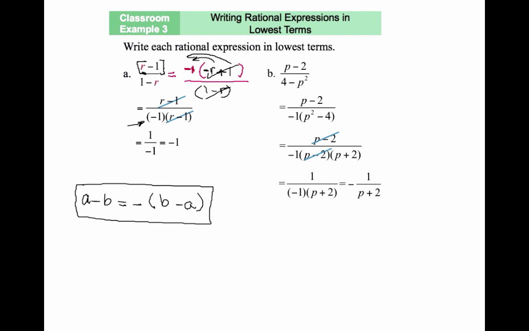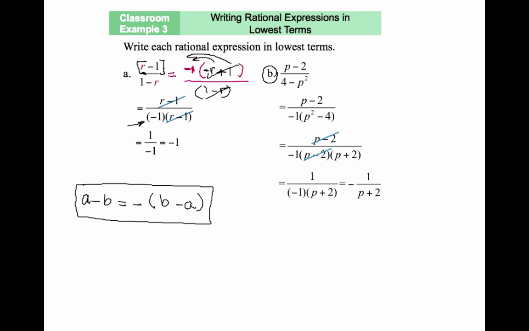So let's take a look at the next one, part B. All right, here we want to simplify this. I have p minus 2. This is prime already. But at the bottom of the fraction, you have 4 minus p squared.